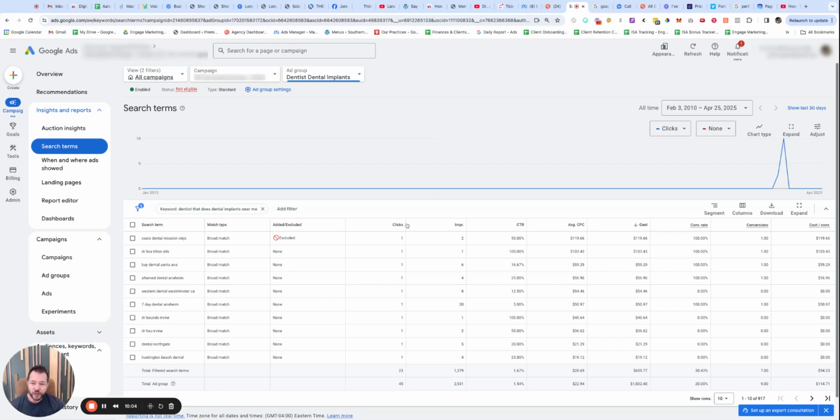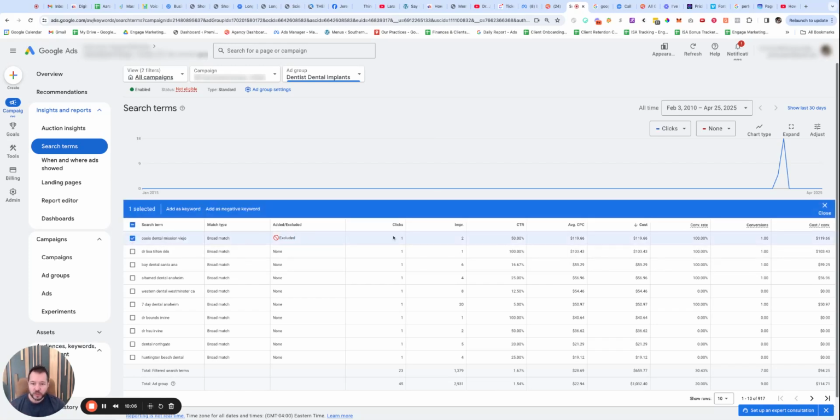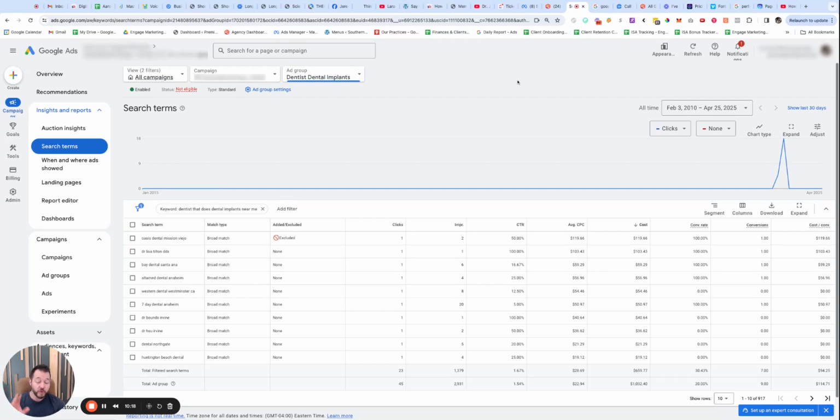So if we look at this here, right, Oasis Dental. That brought in 1 click. That 1 click cost $120. And yes, it produced a conversion. We can see over here 1 conversion. So what happened was, most likely, the lead, the customer typed in Oasis Dental Mission Viejo, or dentist near me, or something along those terms, and something fired for that broad match. And this is what popped up.